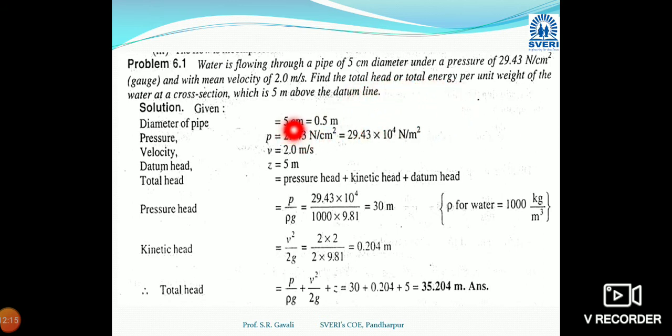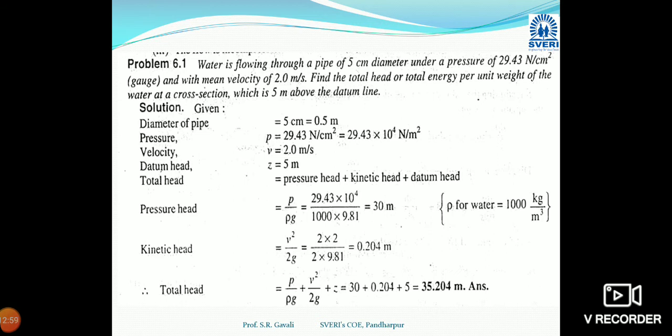And find the total head. Total head we have to calculate, or total energy per unit weight of the water at a cross section which is 5 meter above the datum line. So that z is equal to 5 meters. So total head is equal to pressure head plus kinetic head plus datum head. Pressure head is nothing but p upon rho g. Water is the fluid, therefore density is equal to 1000. Pressure is given 29.43 into 10 raised to 4 divided by 1000 into 9.81, which is 30 meter. Then kinetic head v square upon 2g, v is given as 2 meter per second, so 2 into 2 it will become 4, and 2g, it will become 0.204 meter. And then afterwards, p upon rho g plus v square upon 2g plus z, total head will become 35.204.